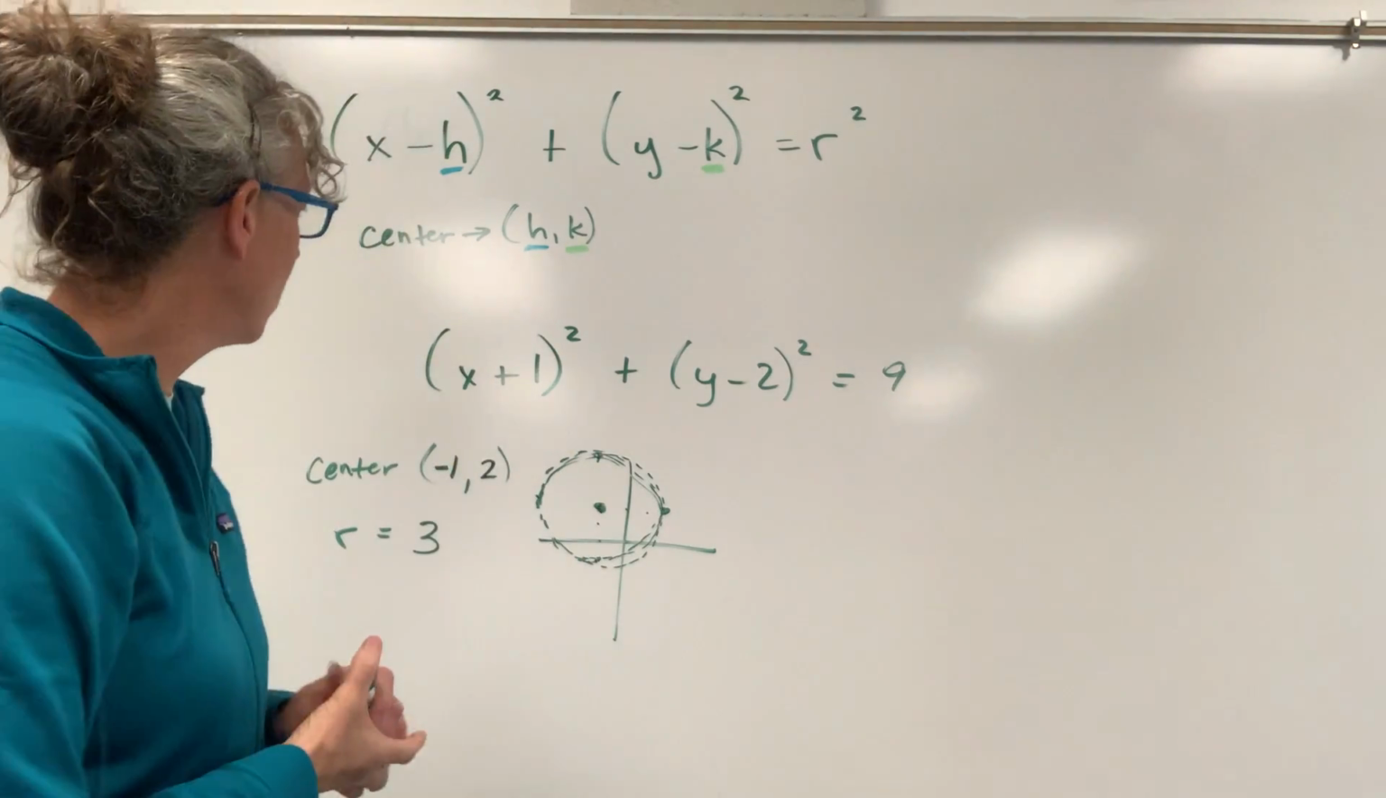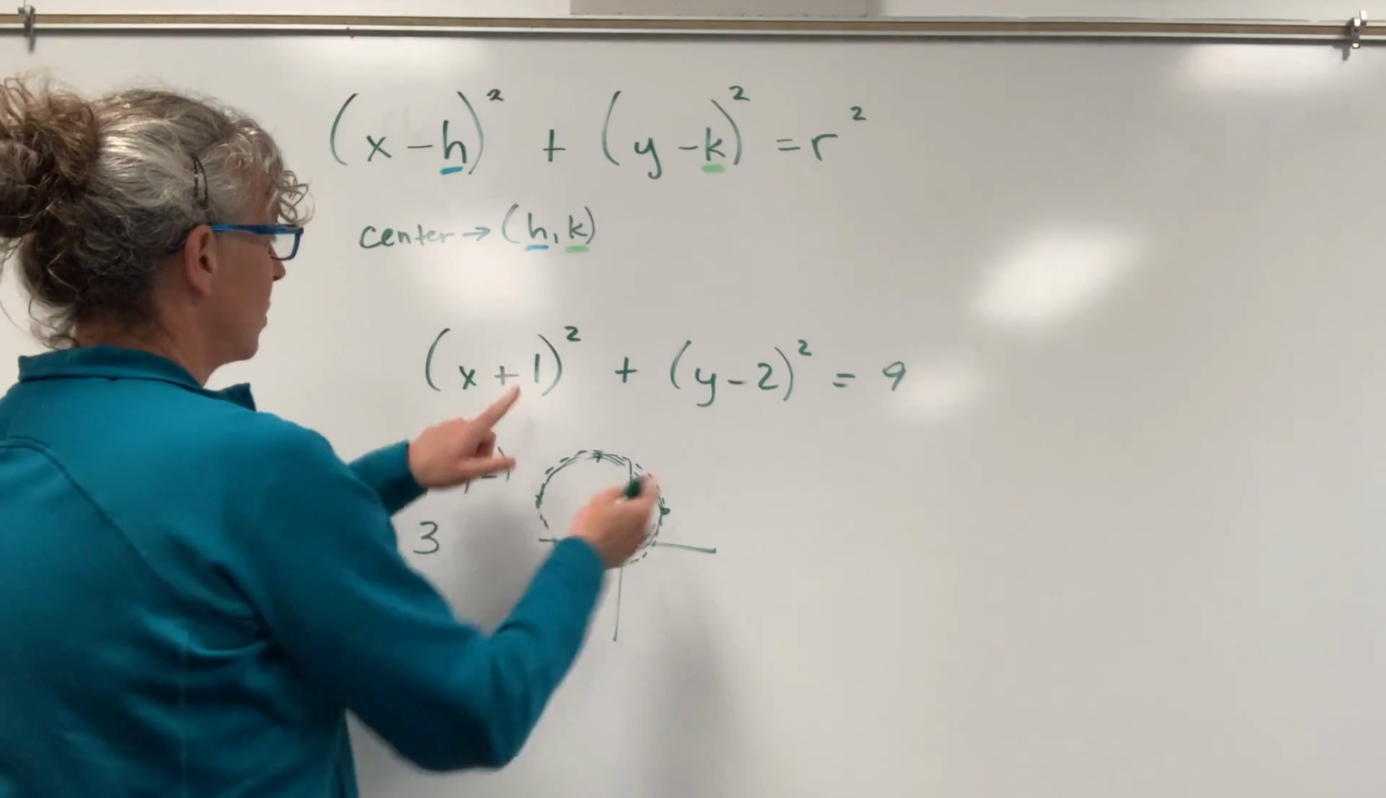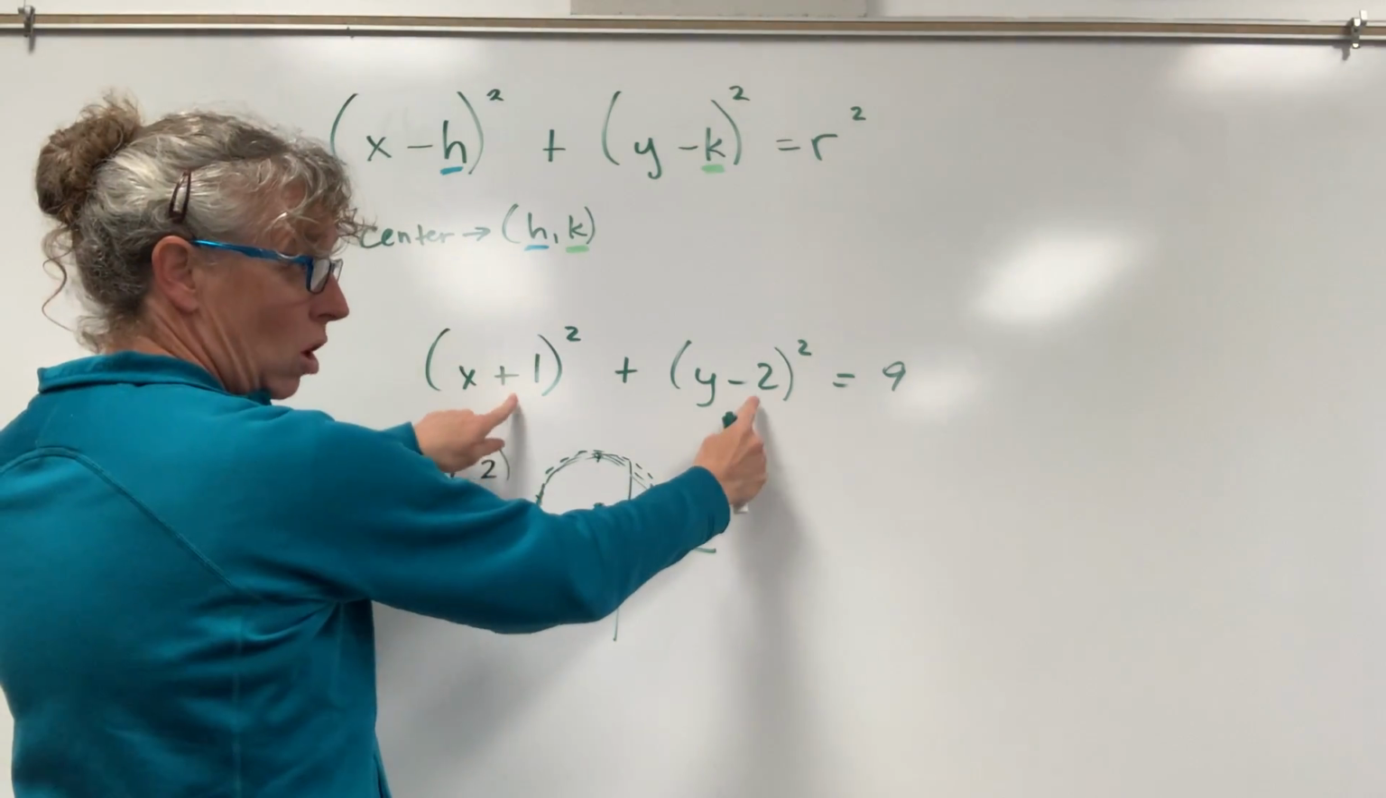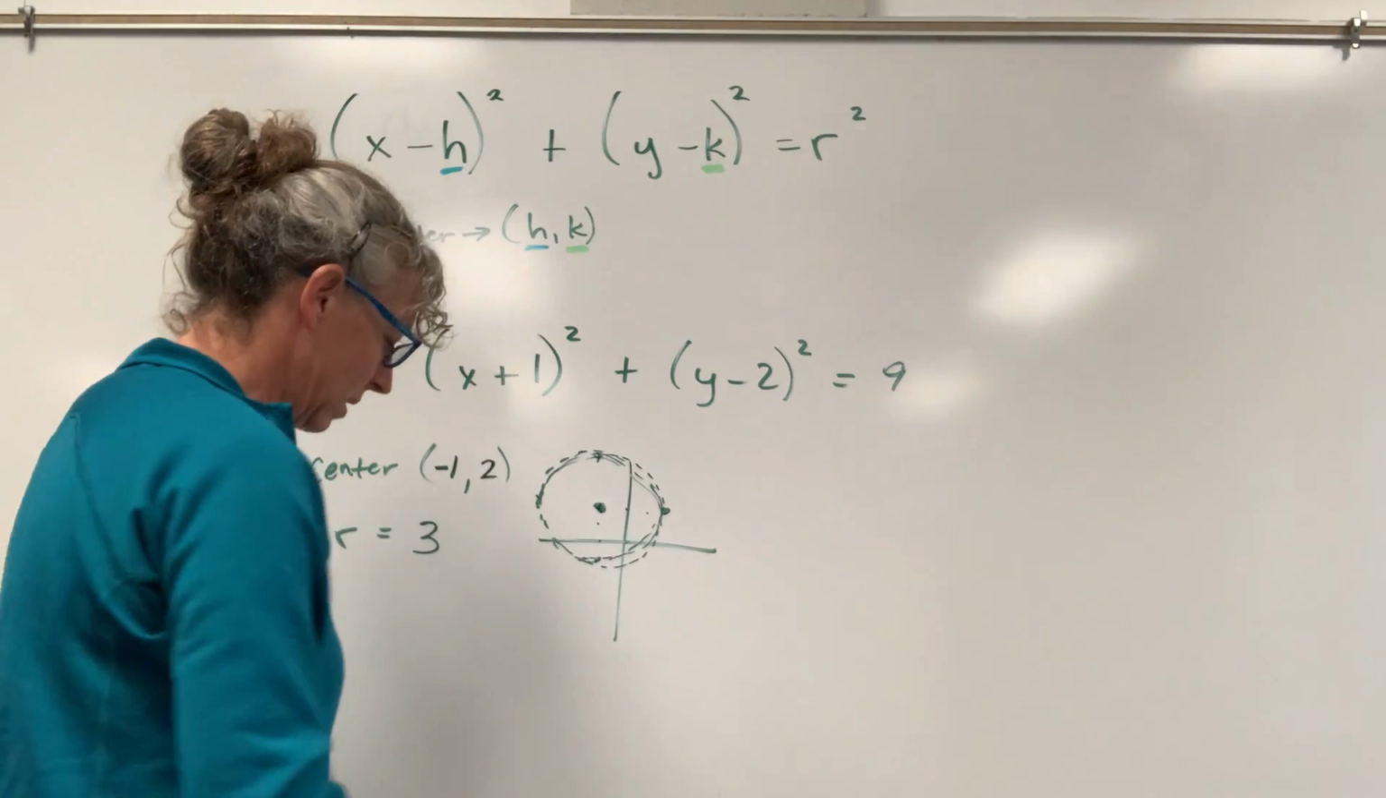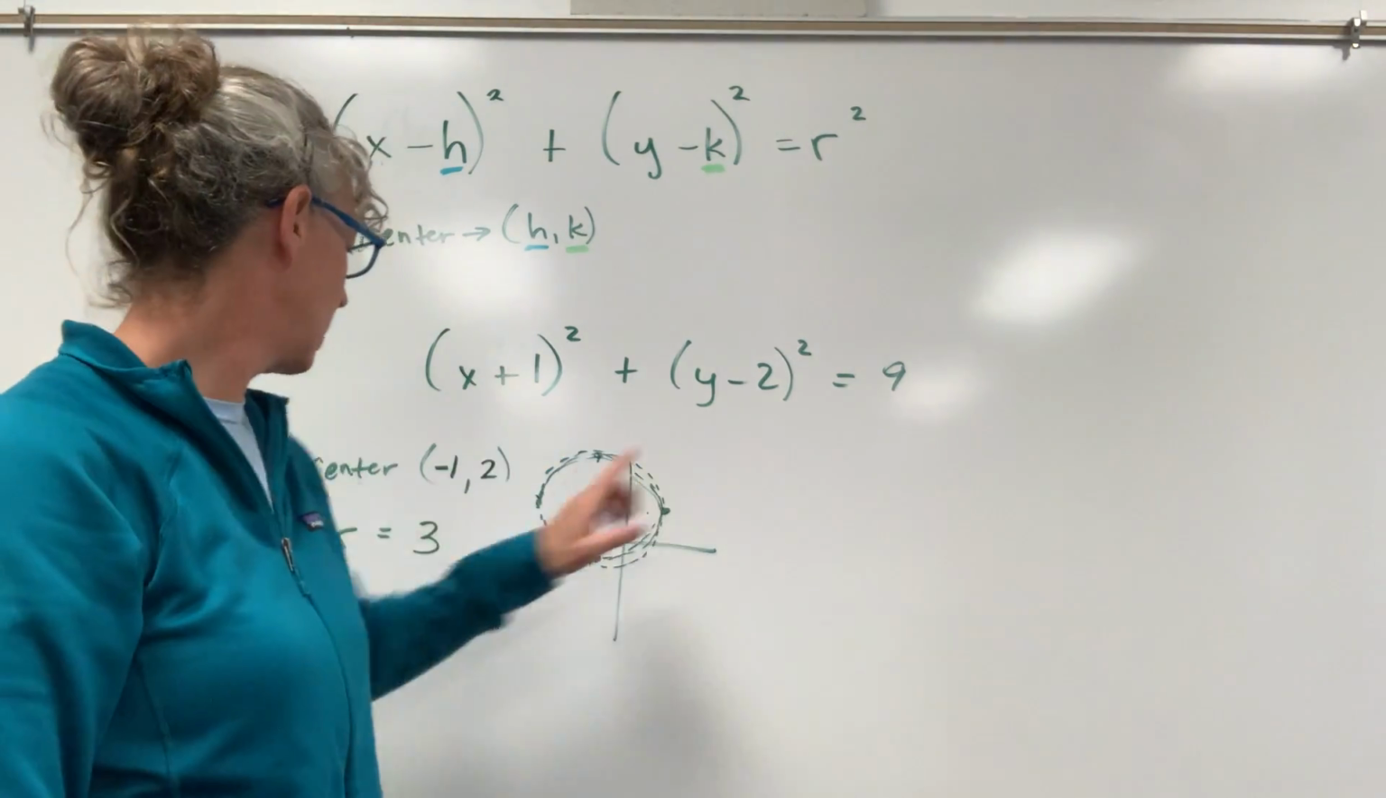Okay, so take your equation. These are your x and y's of the center, but they're opposites. Square root this number to get the radius.